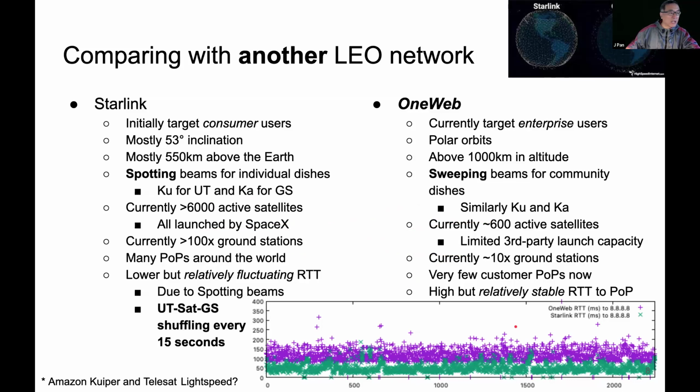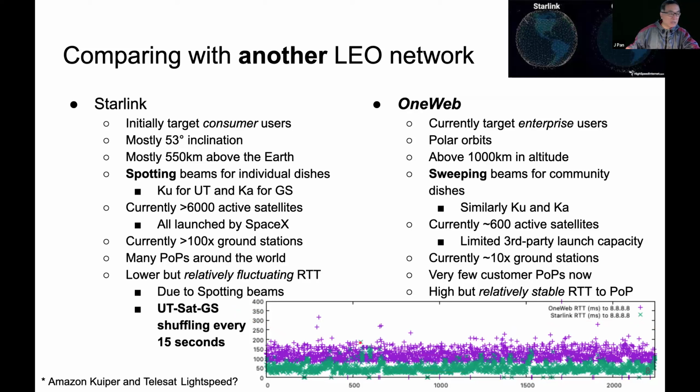They both go to Google's DNS server. We can see that most of the time, because Starlink is at a lower orbit and also has much better ground infrastructure, you can land at the ground station earlier, at the PoP. So that's why the delay is much lower than OneWeb. But for Starlink, again, due to beam switching, they jump the beam very frequently. From time to time, we see a delay spike, and sometimes it is even higher than OneWeb.